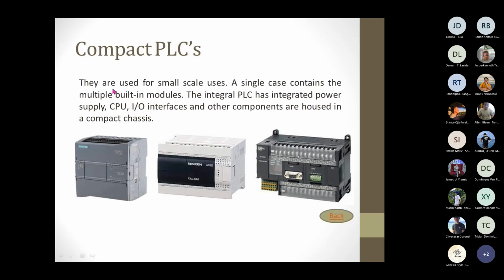So a compact type PLC, these are PLCs with built-in modules. When you say built-in modules, if you can remember, the parts of the PLCs are the input module, the output module, the central processing unit, and the power supply, right? So in the compact PLC, all of those components are placed in one compact body. For example, in this first PLC, the input module is here, and then the output module is also found below. The power supply is also integrated, and then the CPU is also integrated in the system.